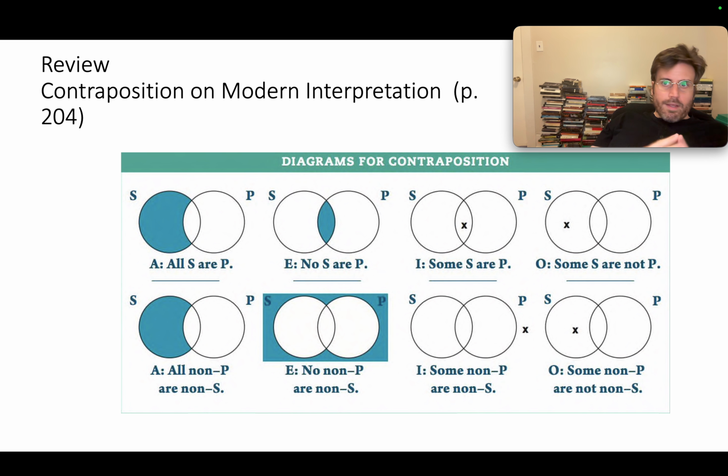Do review at least a few more times before moving on how to make these moves on the four categorical types, and certainly be familiar with what their visual representations are on the Venn diagram. Okay.